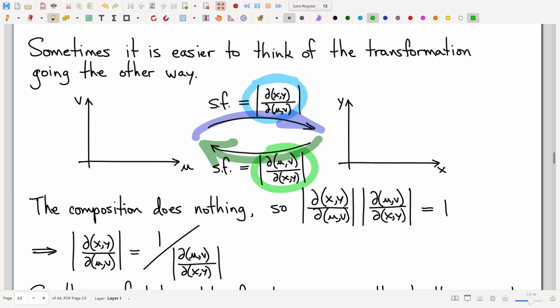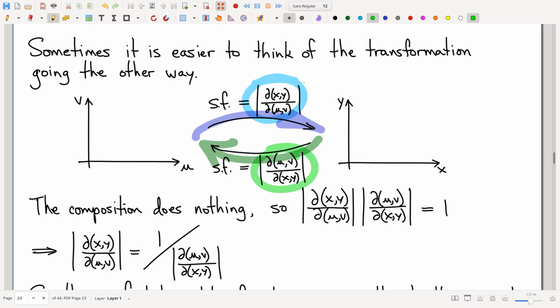We have a notation to represent these stretching factors. It's always the partials of the outputs with respect to the inputs. Notice down here, it looks like we flipped it, right? But in fact, all this is the partials of the outputs. U and V are now our outputs, partials of the outputs with respect to what are now the inputs, X and Y, going that way. X and Y are now our inputs. So what's the relationship between these?